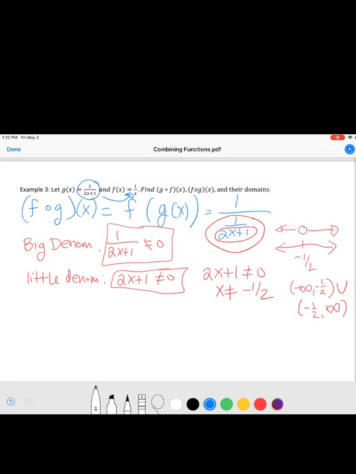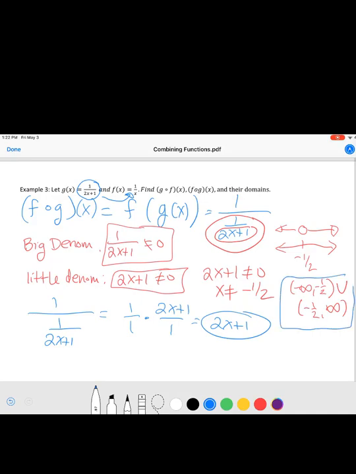Now we have to simplify. I have 1 over 2x plus 1. I have to simplify this now. So I have a fraction over a fraction, so I'm going to flip and multiply. So I'm going to get 2x plus 1. So this is my f of g function, 2x plus 1, completely simplified. And then this is my domain for f of g.